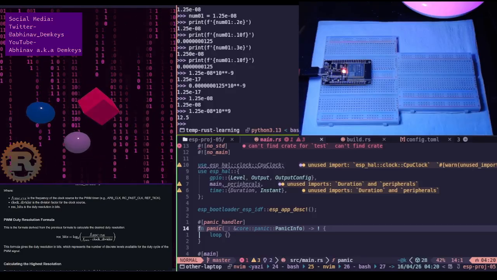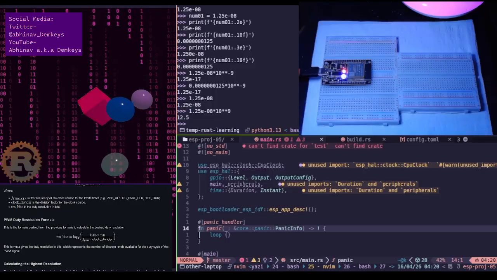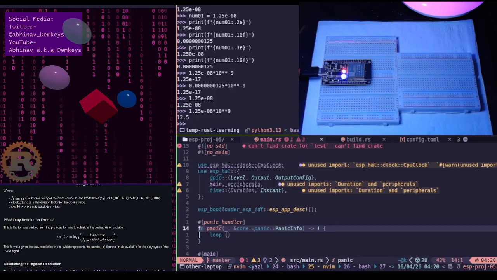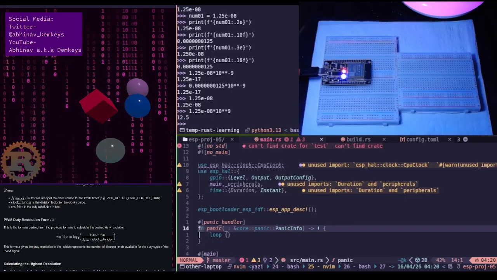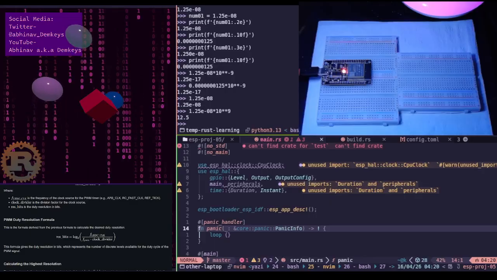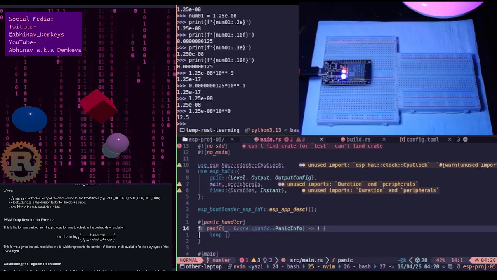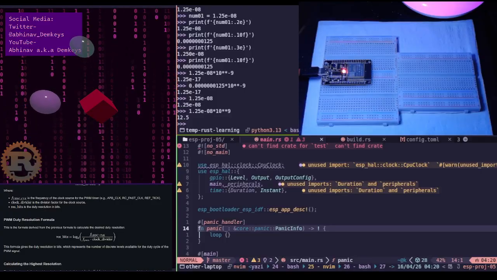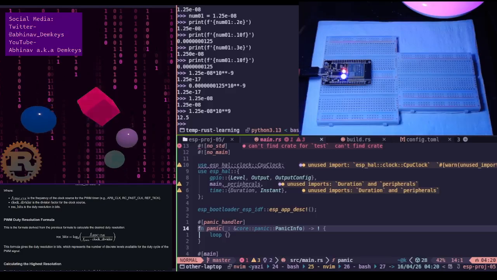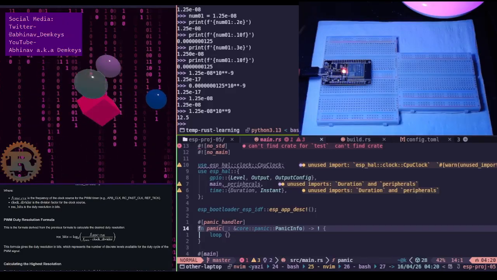Okay, that machine kind of ran out of RAM, and yeah, we're trying to free a bunch of RAM on there. So give me a second here. Okay, yeah.